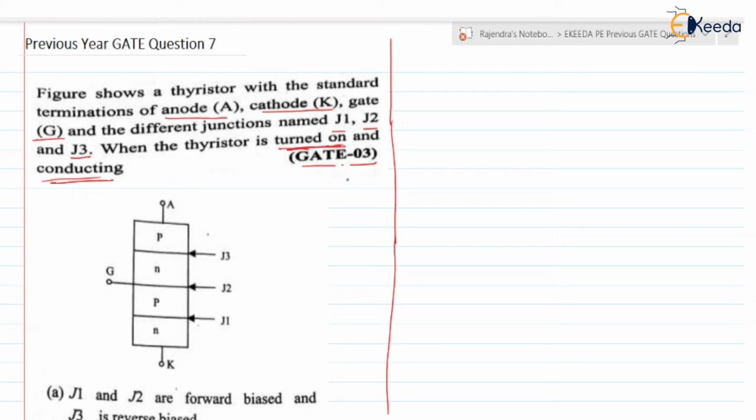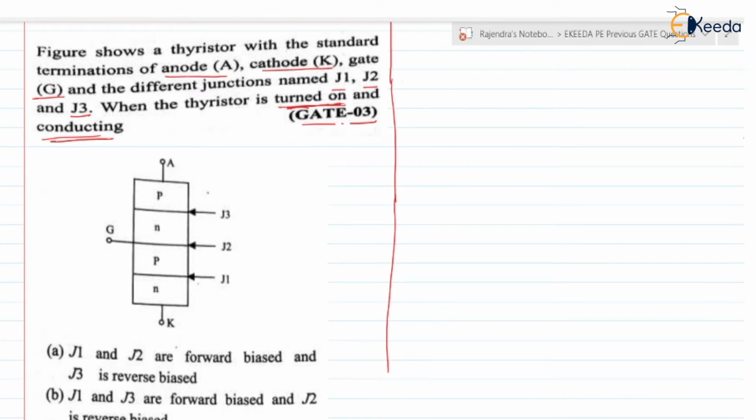Now, if you check, the structure of the SCR is a PN device with anode, cathode and gate terminals. The junctions are J1, J2 and J3. The thyristor is turned on and conducting. If you recall the SCR theory we have already discussed, when the SCR is in the on state, all the three junctions will be acting as a short circuit.